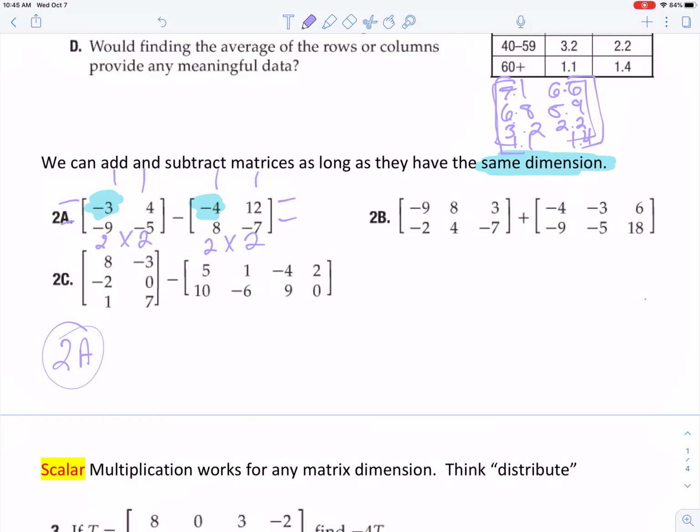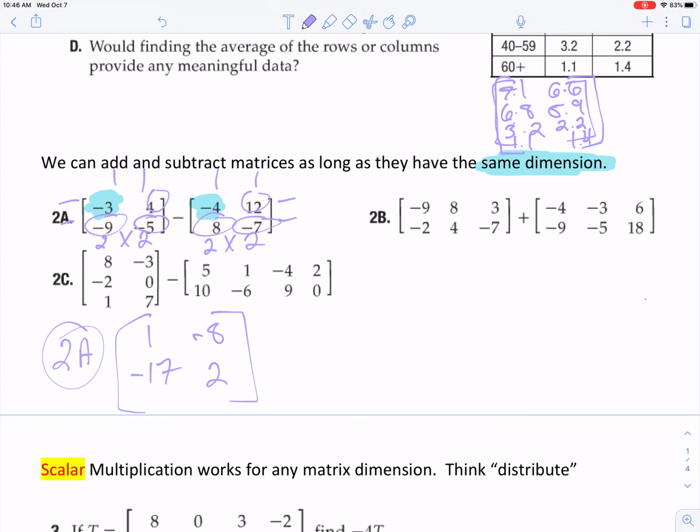So -3 minus a -4 is a double negative, which makes it -3 plus 4, which is 1. Now I can do the 4 and the 12. 4 minus 12, do not forget the negatives or the minus sign there, is -8. -9 minus 8 is -17. And -5 minus a -7 is a double negative. -5 plus 7 is 2. Draw your brackets. Boom. Done.